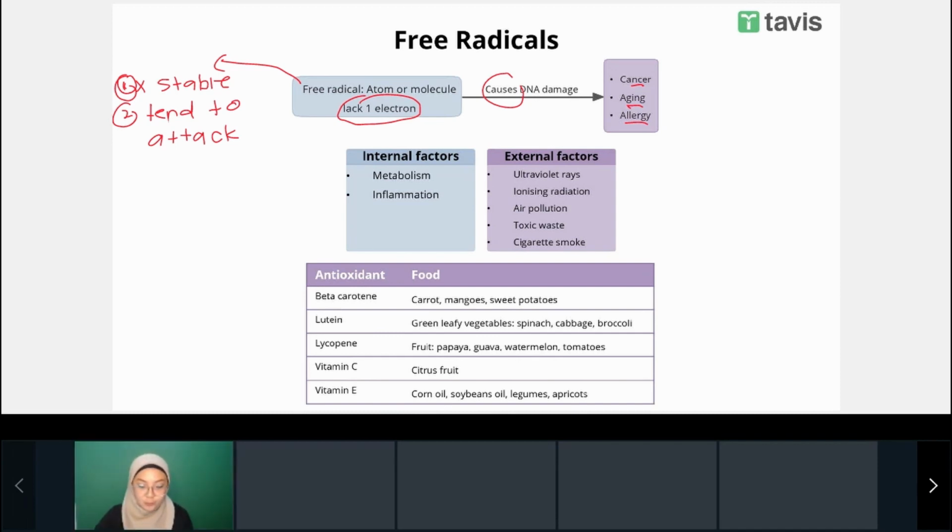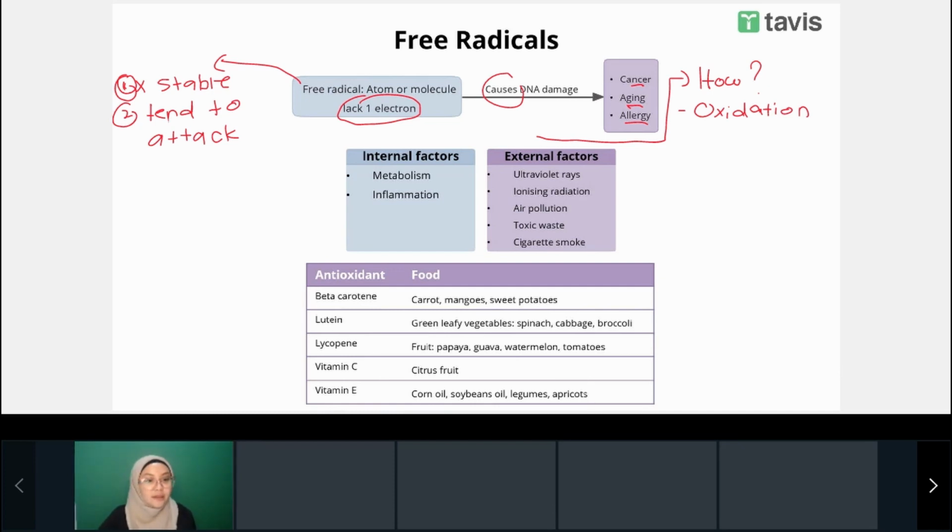So how do these free radicals come? How do they form? They are formed by the oxidation process. This oxidation process is a chemical process that releases electrons.